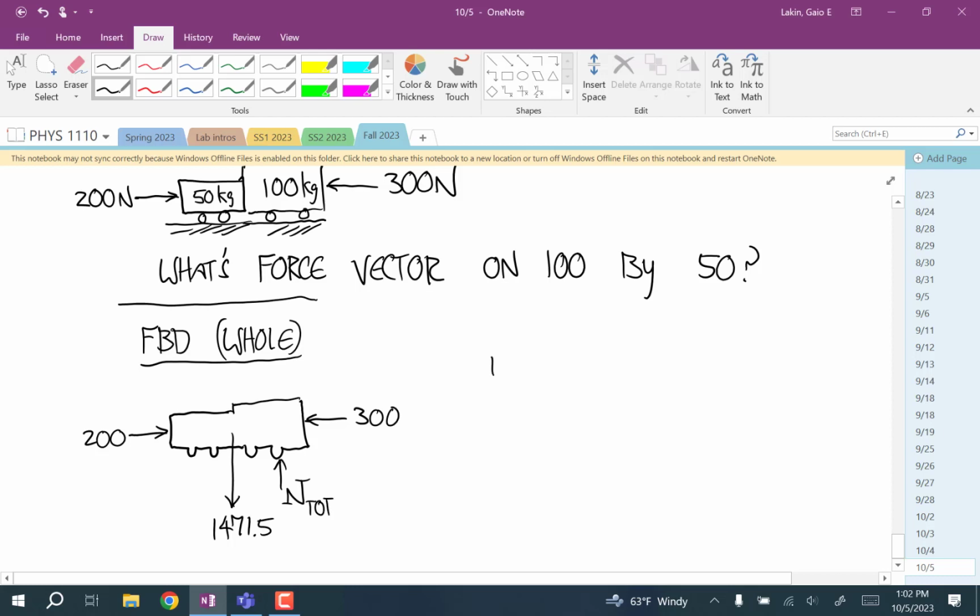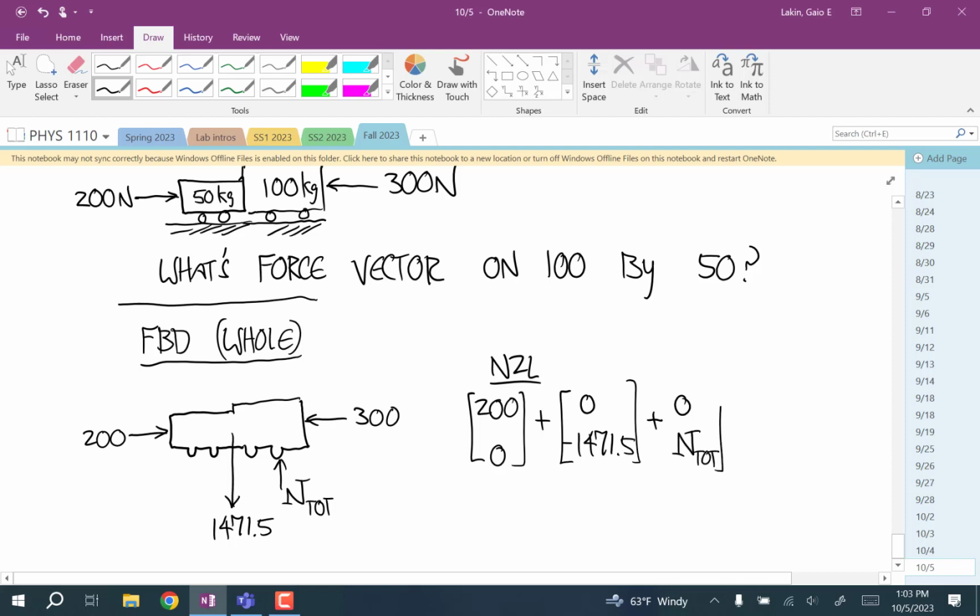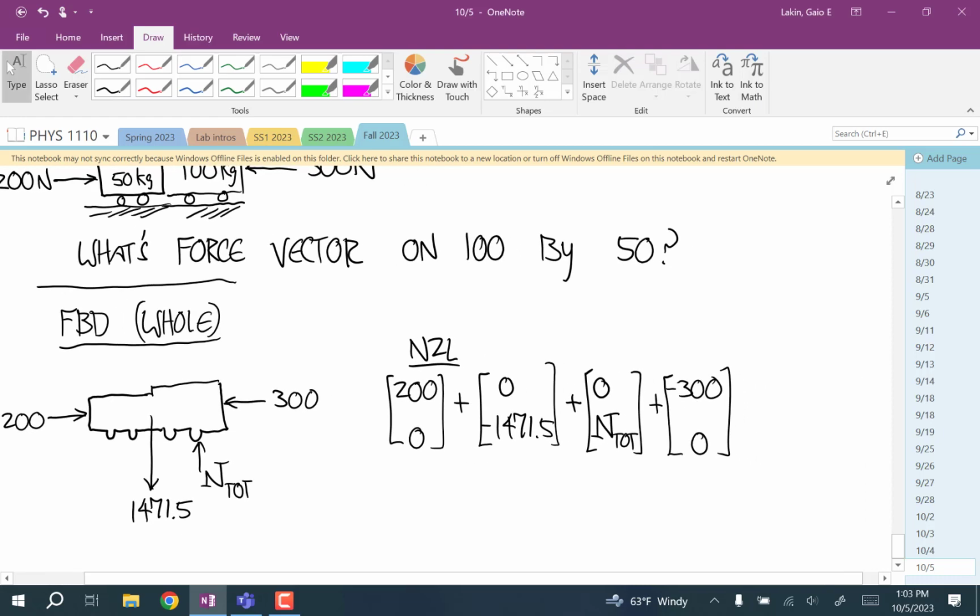So Newton's second law says positive 200, 0, plus 0, negative 1471.5, plus 0, positive N total, plus negative 300, 0, is equal to the total mass times the acceleration. This thing is moving in the horizontal direction, so the acceleration is a, 0.